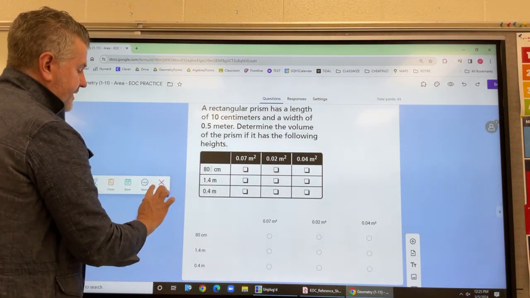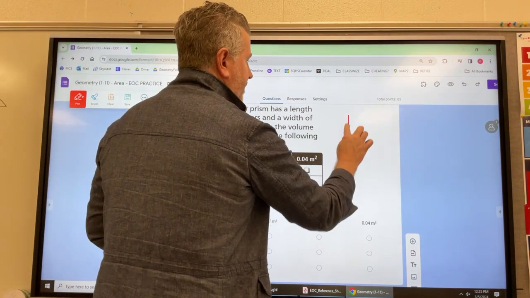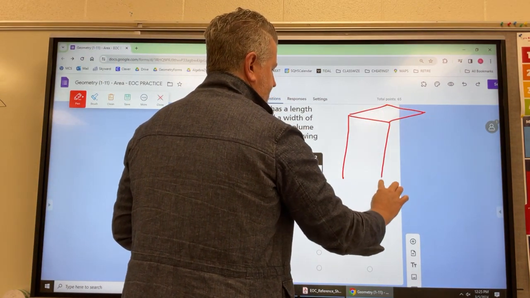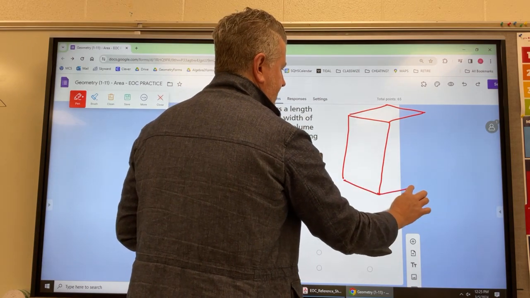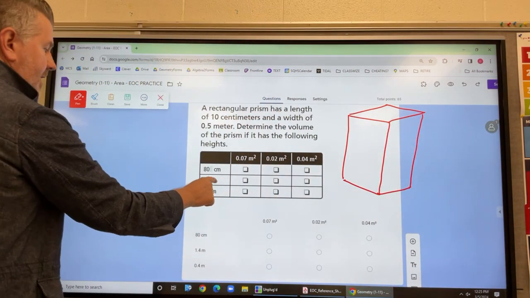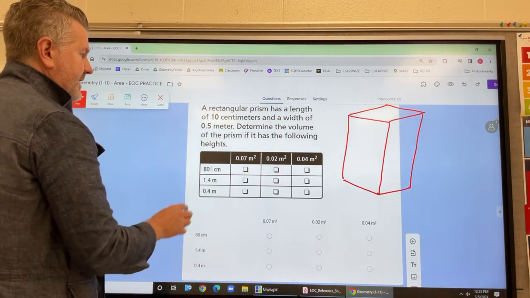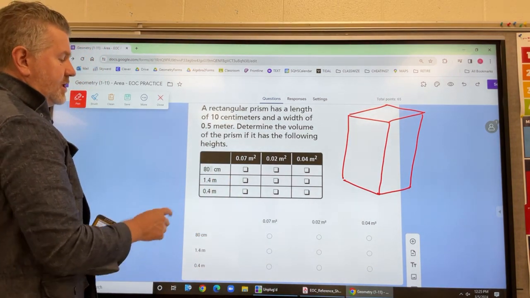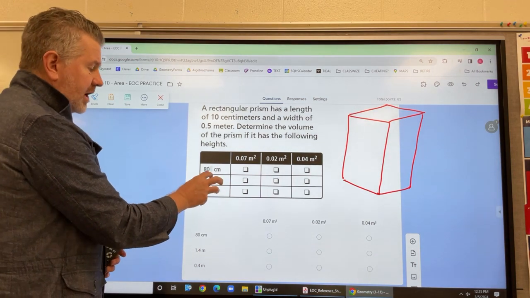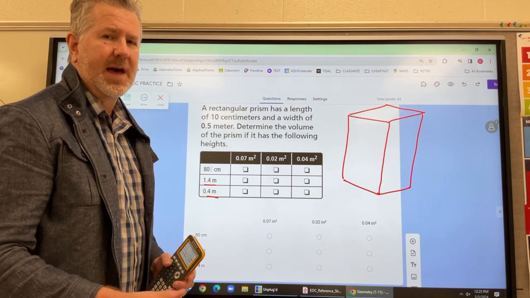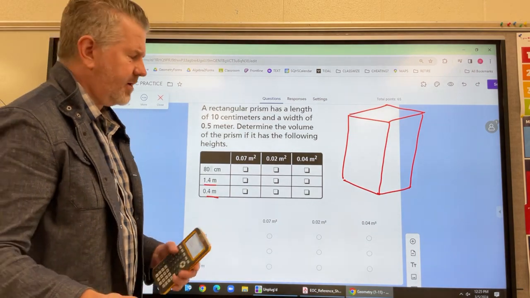So we'll work these both the same. Fortunately, once we get it drawn and labeled, we can do it the same for both of these because they're in the same units. We've got 1.4 meters and 0.4 meters, so we'll be able to do everything the same. Now we have to convert everything to meters. Fortunately, these two are in meters and our answers are in square meters, so we won't have to do that weird dividing by a million conversion.